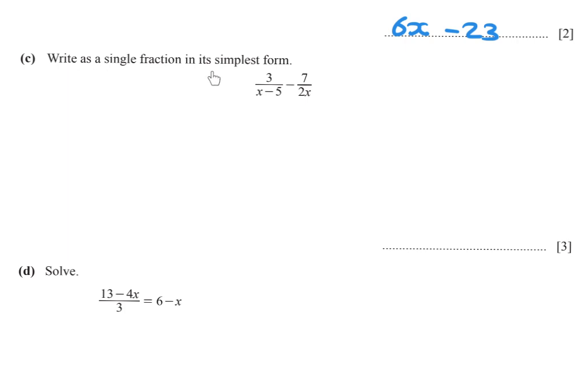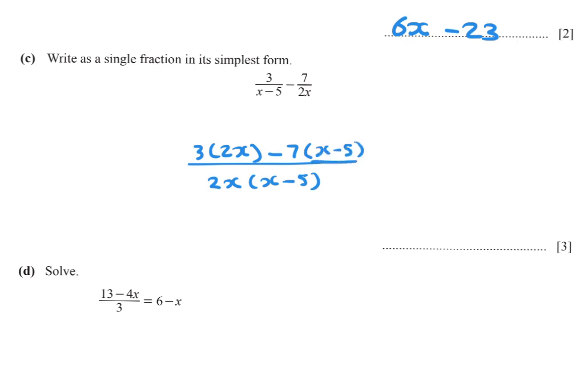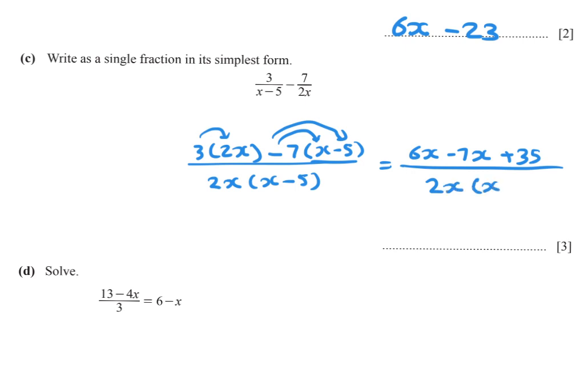Now write as a single fraction in its simplest form. Multiply the denominators, so 2x times x minus 5. Then cross multiply: 3 times 2x minus 7 times x minus 5. Then expand and simplify the numerator: 3 times 2x equals 6x, negative 7 times x is negative 7x, negative 7 times negative 5 is positive 35, over the same denominator. Simplify the numerator: 6x minus 7x is negative x, plus 35, over the same denominator. For the denominator, you don't have to multiply; you can leave it like that.